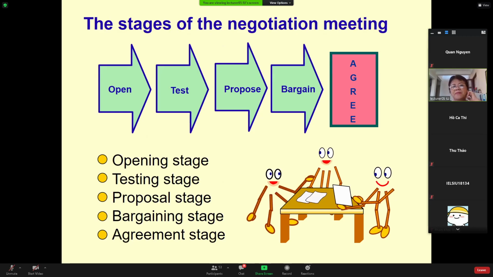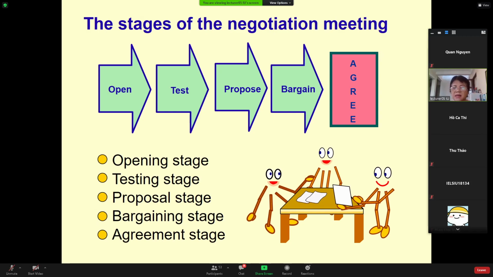The stages of a negotiation meeting. Normally, it starts with the opening stage, then the testing stage, the proposal stage, the bargaining stage, and at the end, the agreement stage. These are the stages of the negotiation meeting. It helps you to go through the process, okay?